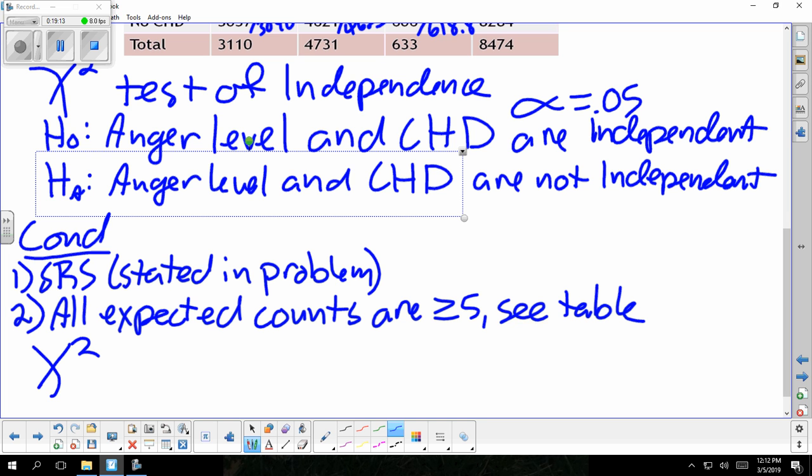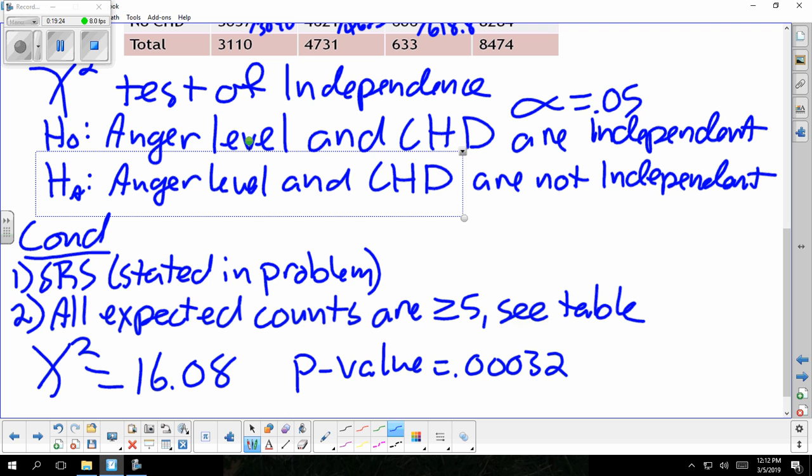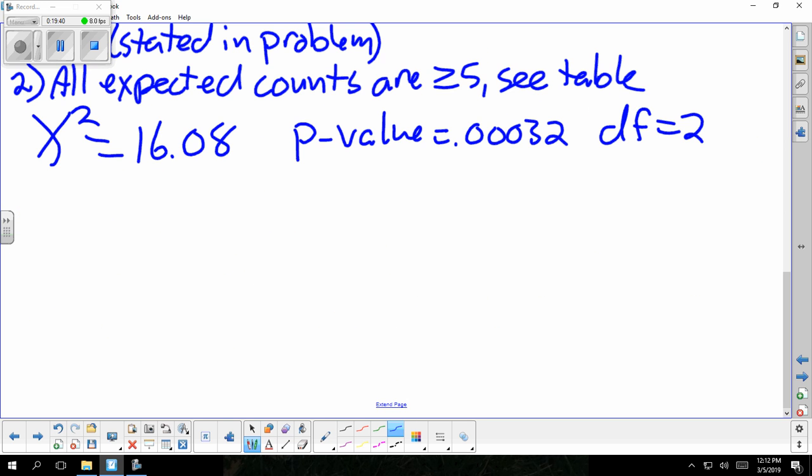And my chi-squared is 16.08. My p-value is 0.00032. My degrees of freedom, again, were 2. We had 3 columns, 3 minus 1 is 2. 2 rows, 2 minus 1 is 1. 2 times 1 is 2. And that small p-value is going to lead me to reject my null hypothesis. So remember, small values of p give us strong evidence against our null hypothesis.